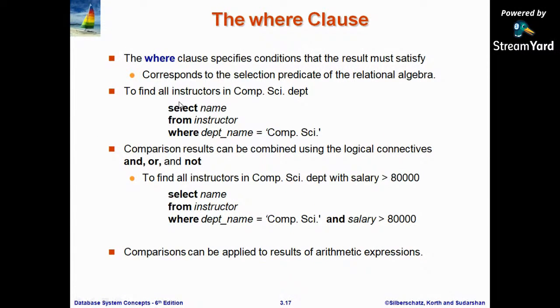Now we come to the conditional retrieval. In the conditional retrieval, you have to use the where clause. In the where clause, you have to give the condition, and that condition is a predicate which is going to be either true or false. In this command, we wish to display all the names of an instructor whose department name is computer science. So: select name from instructor where department name = 'Computer Science'.